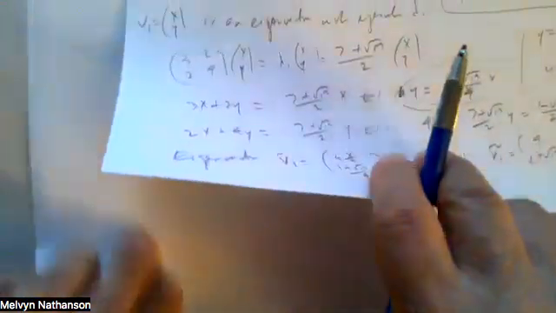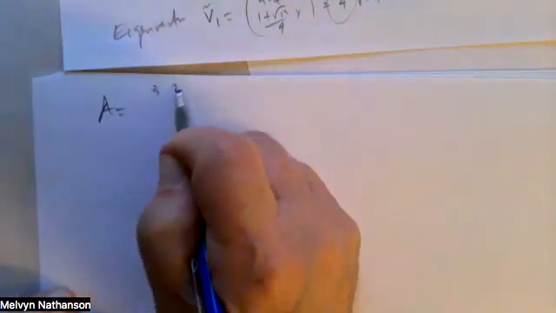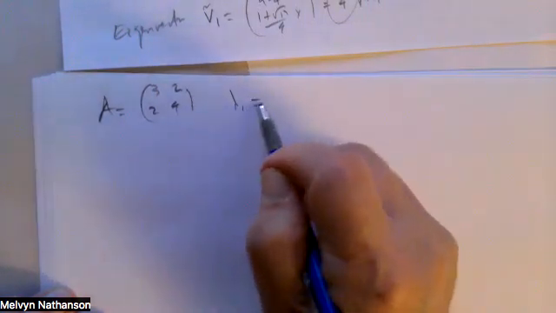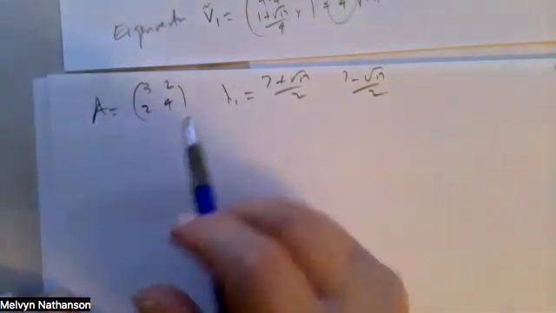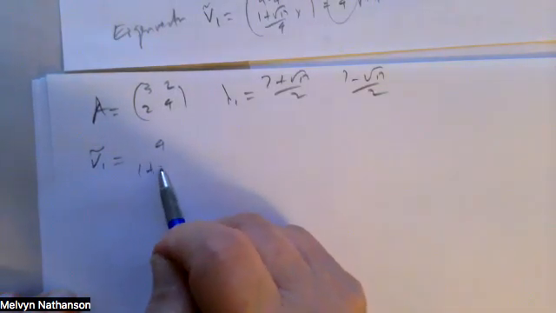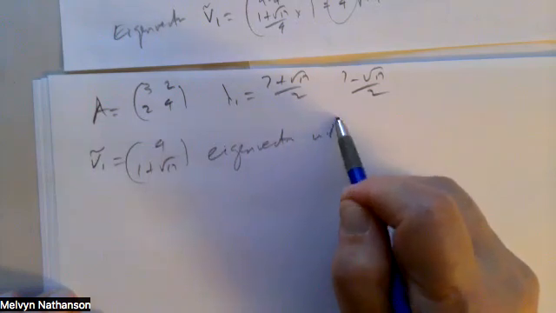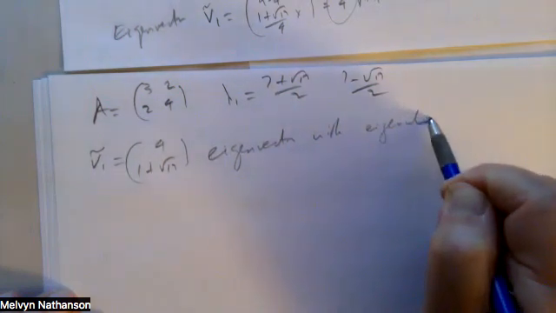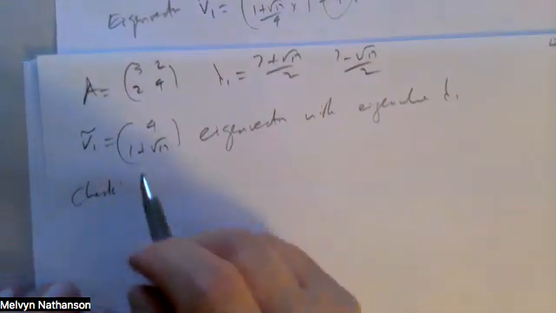So let me just summarize this over here. We have the matrix A, which is 3, 2, 2, 4. And we have eigenvalues lambda 1 equal to 7 plus root 17 over 2, and 7 minus root 17 over 2. And I claim that the vector V1 tilde, 4, 1 plus root 17, is an eigenvector with eigenvalue lambda 1. So let's check. This is just a calculation we have to do.